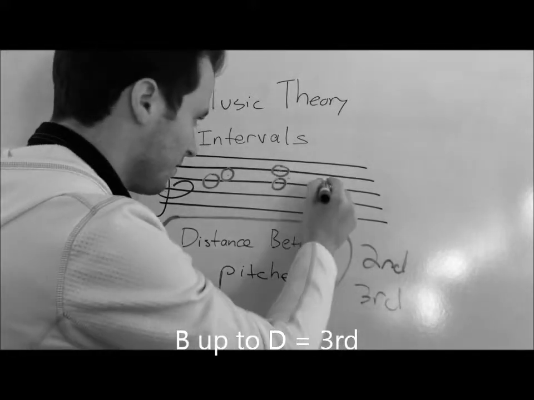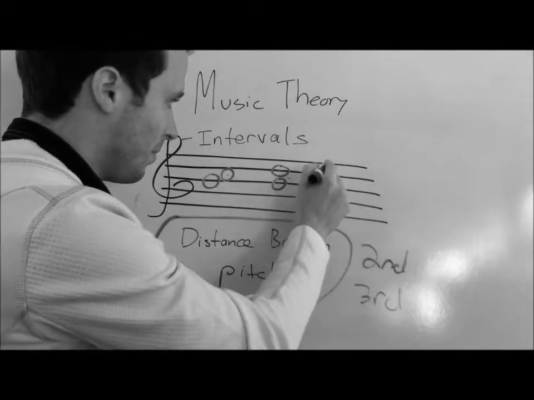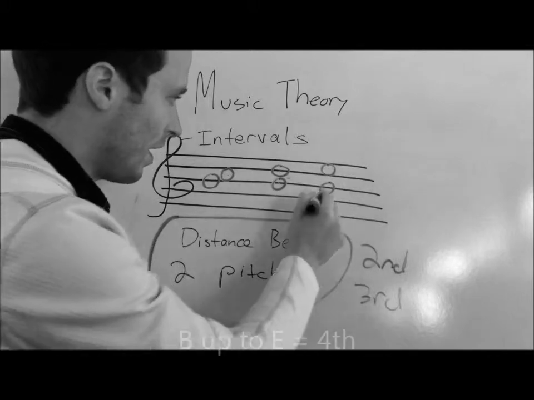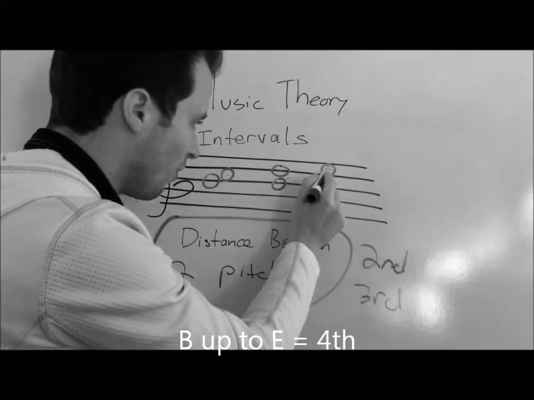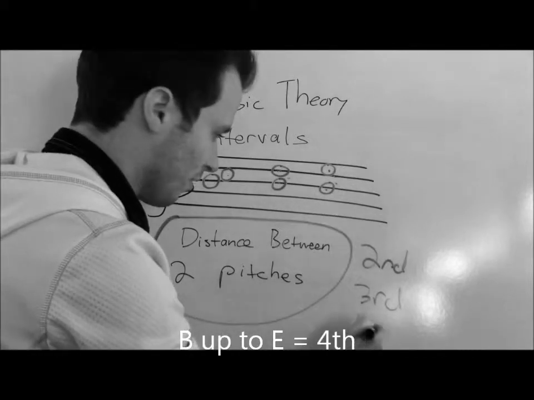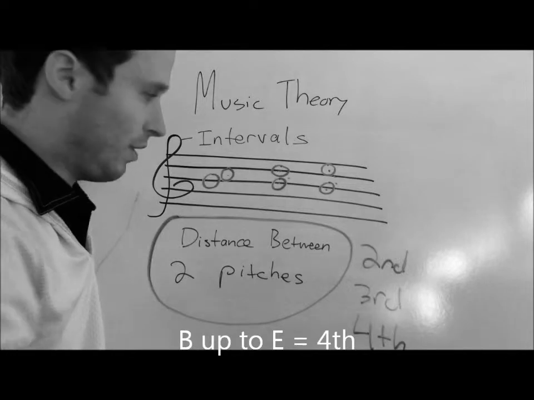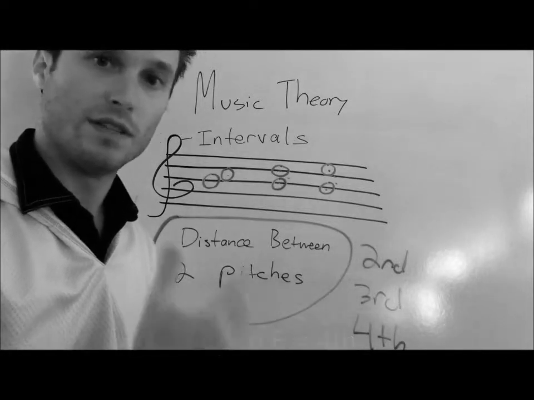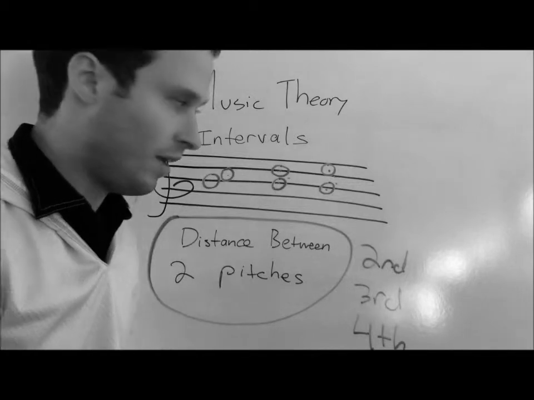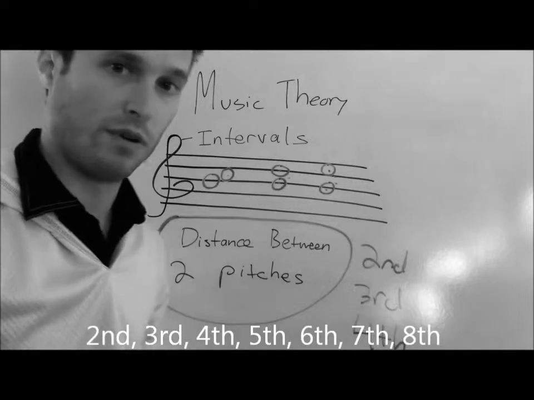Okay, and then next, if I put a note here, the same spot, I have B, right? I put a note up here, and I go 1, 2, 3, 4. This will be a fourth. Okay, so notice with intervals, we have a second, a third, a fourth. We can obviously have a fifth, sixth, a seventh, and then an eighth, also called an octave. You'll see that. That's very important.